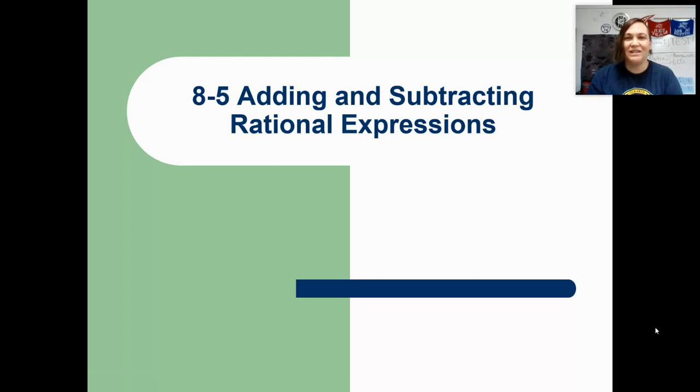Hi guys. Today we're continuing with adding and subtracting rational expressions. Yesterday we focused on fractions who had monomial denominators, so we didn't have to do any factoring. Today our main focus will be on polynomial denominators, so there's going to be a lot more factoring today. Let's jump in.